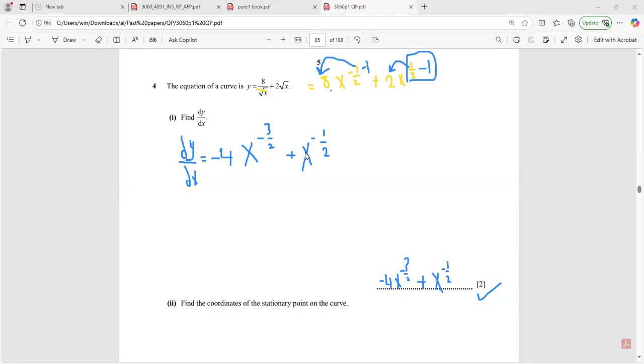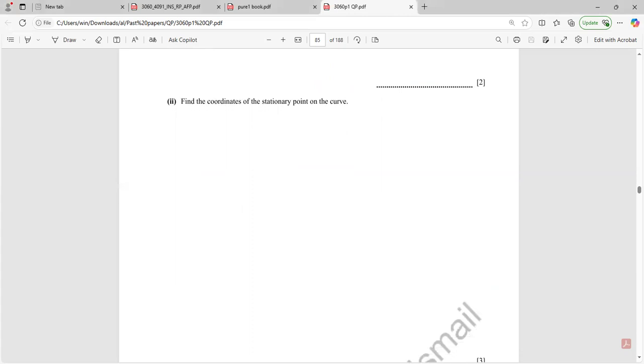And now here we're going to write the derivative, which was negative 4x to the power of negative 3 over 2, plus x to the power of negative half. We're going to make it equal to 0. And remember, for the stationary point, dy/dx equals 0.